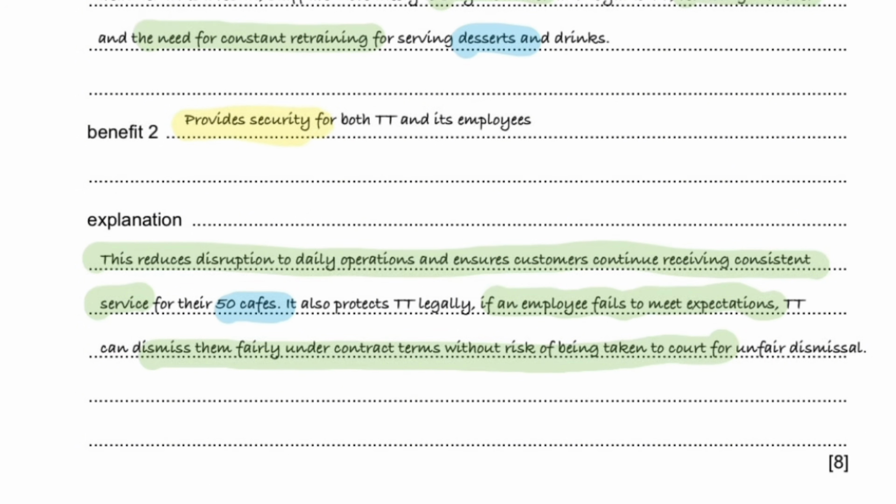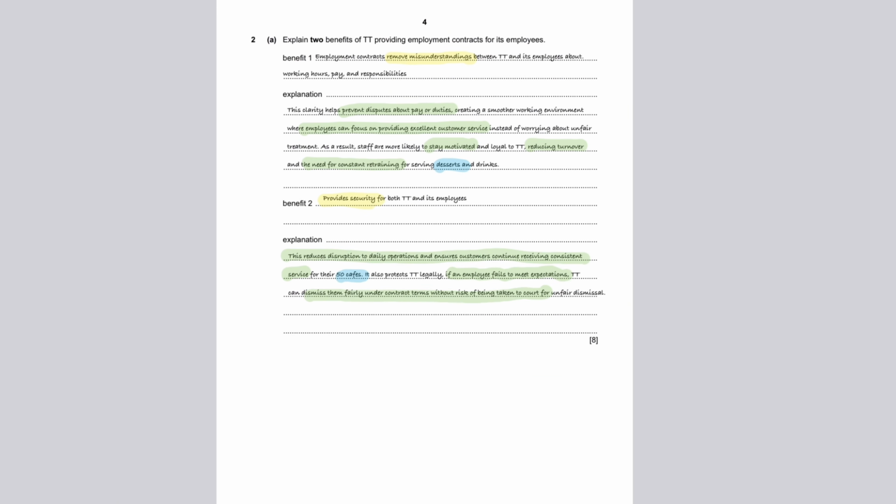The second knowledge mark in this question is that it provides security for both TT and its employees. And the third knowledge mark comes from the reduction of disruptions, which ensures customers continue to receive constant service in their 50 cafes. And the fourth and final analysis mark is essentially another reason, which is that it protects it legally. So if an employee fails to meet expectations, they can be dismissed fairly under the contract terms. So this second reason will give another analysis mark for benefit 2. And we have 50 cafes identified. So this question will get 8 out of 8.